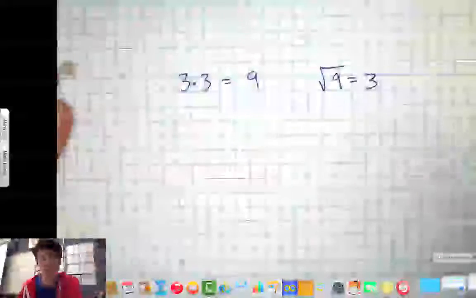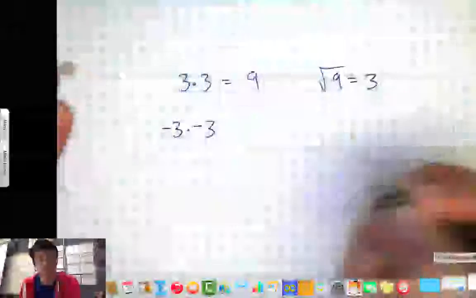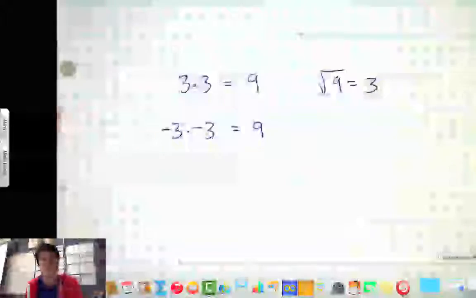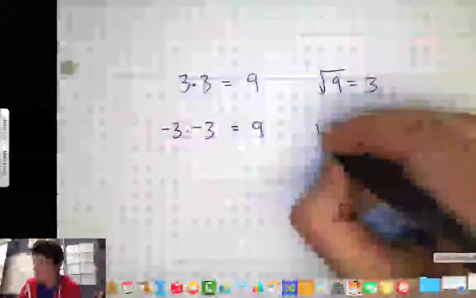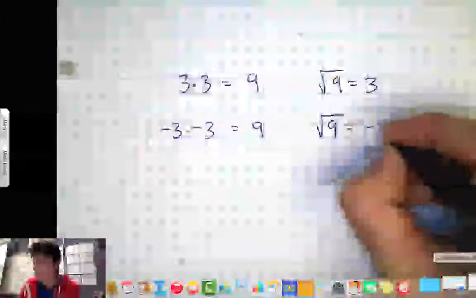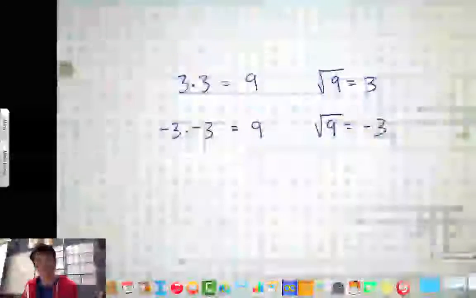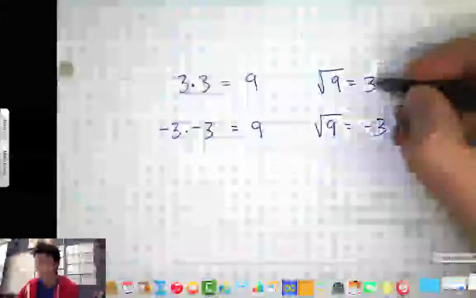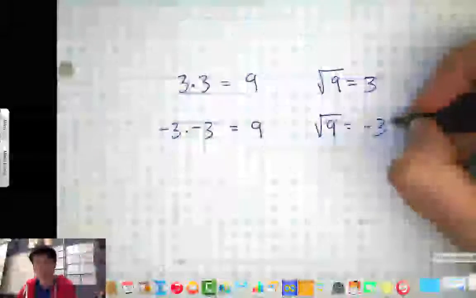But what about negatives? What is a negative 3 times a negative 3? Negative 3 times a negative 3, isn't that also a positive 9? Negative times a negative is a positive. So couldn't we also say that the square root of 9 is equal to negative 3? Because a negative times a negative gives me a positive 9. So there's actually kind of two answers. The square root of 9 is 3, but it's also negative 3.